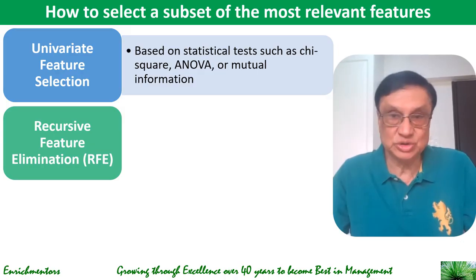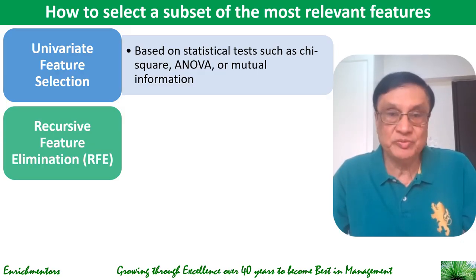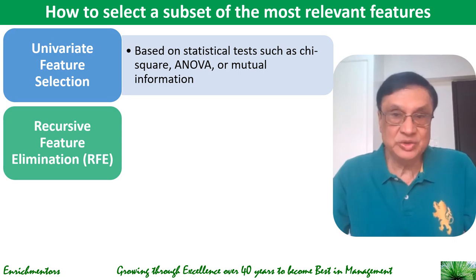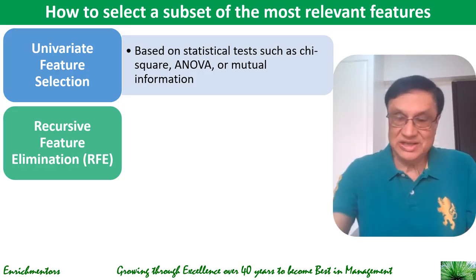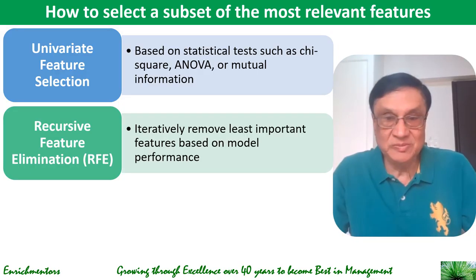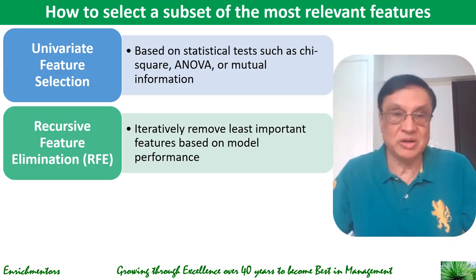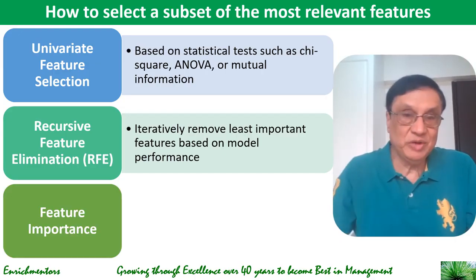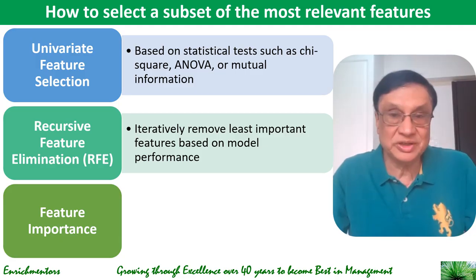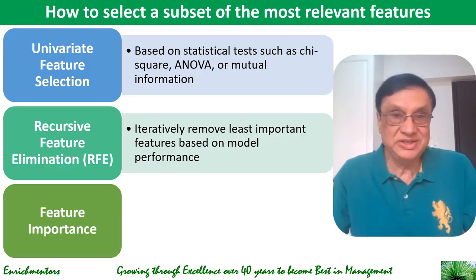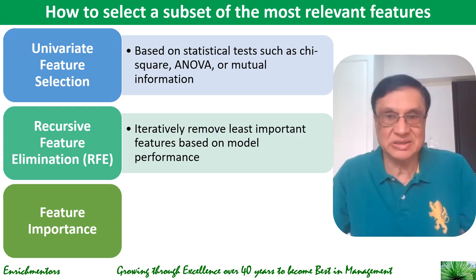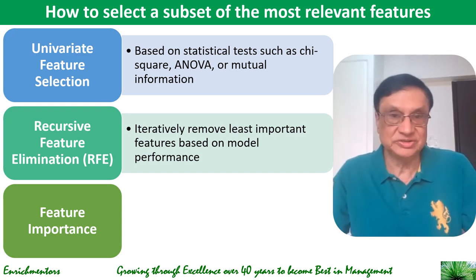least important features. So in finding the most relevant features, you can work on two sides. One, you can find out what are the most important features. Second, you can find out what are the least important features and remove them from your model. So that is what RFE is, where you iteratively remove least important features based on the model performance. And the third is what we've already talked about, to assess the feature importance using ensemble methods like random forest and gradient boosting that we've covered earlier. So these are the three ways you can use to select a subset of most relevant features.